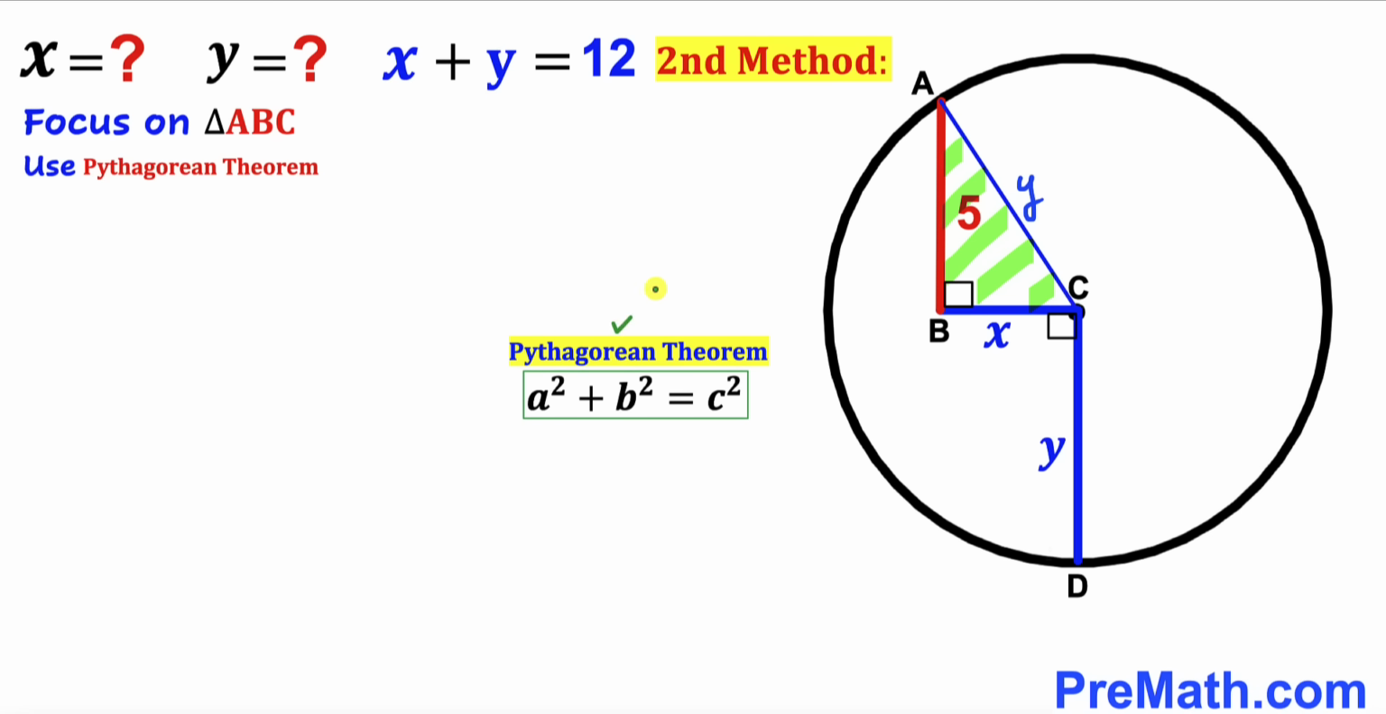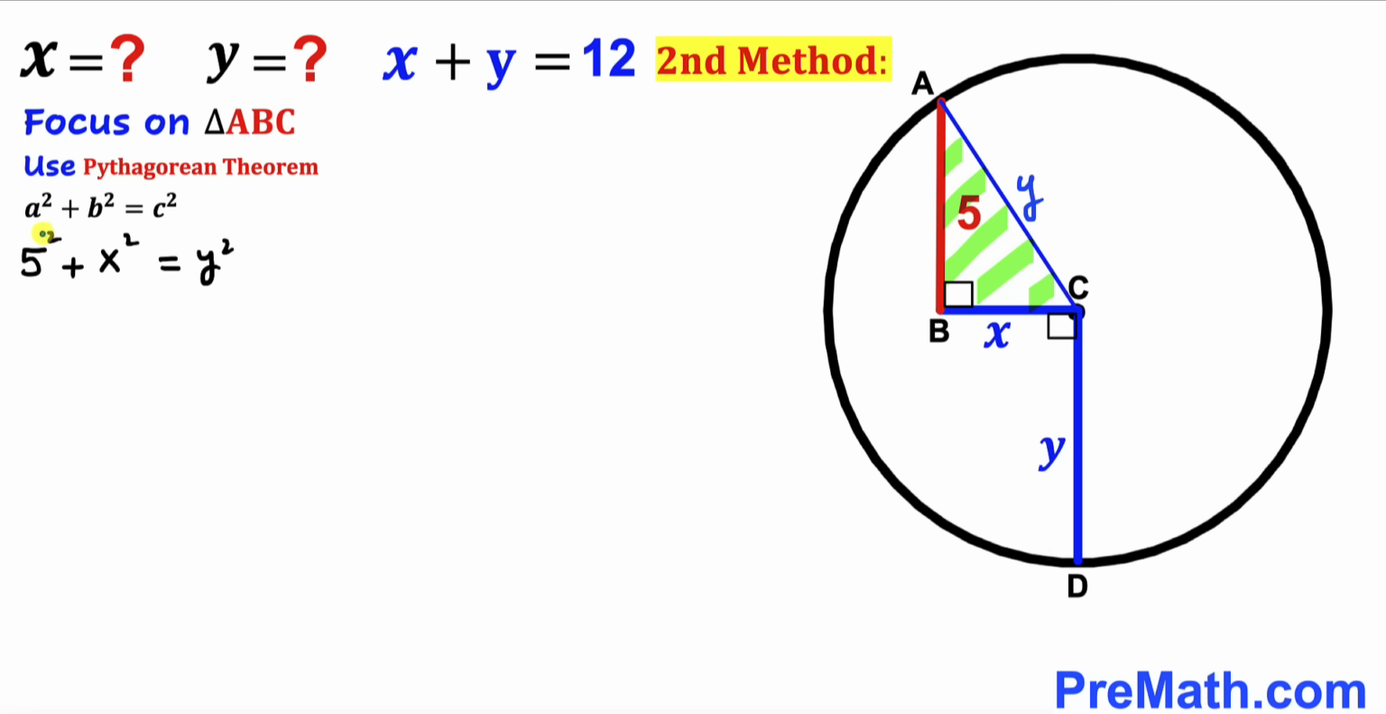And we are going to apply the Pythagorean theorem on this triangle. And here's our Pythagorean theorem: a square plus b square equal to c square. And in our case, our hypotenuse is y, whereas two other legs are x and 5. Let's go ahead and fill in the blanks. So we can write 5 square plus x square equal to y square. And now we can see 5 square is 25. And I'm going to drag this x square on the other side. So therefore we could write y square minus x square value is going to be equal to 25.